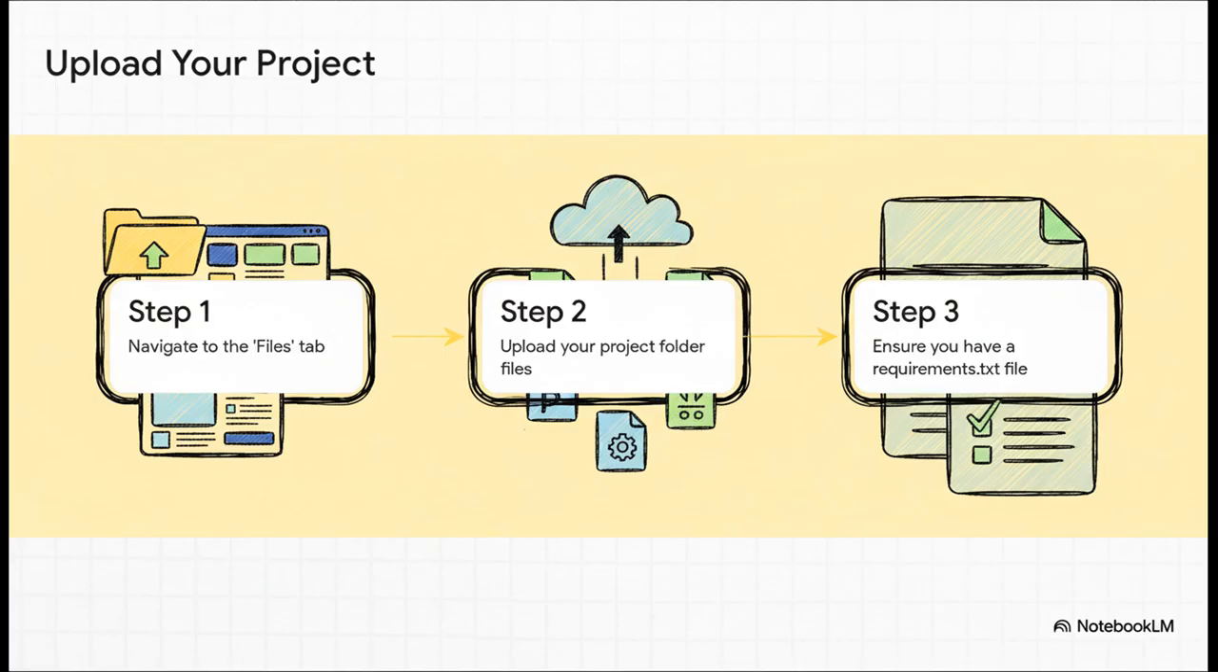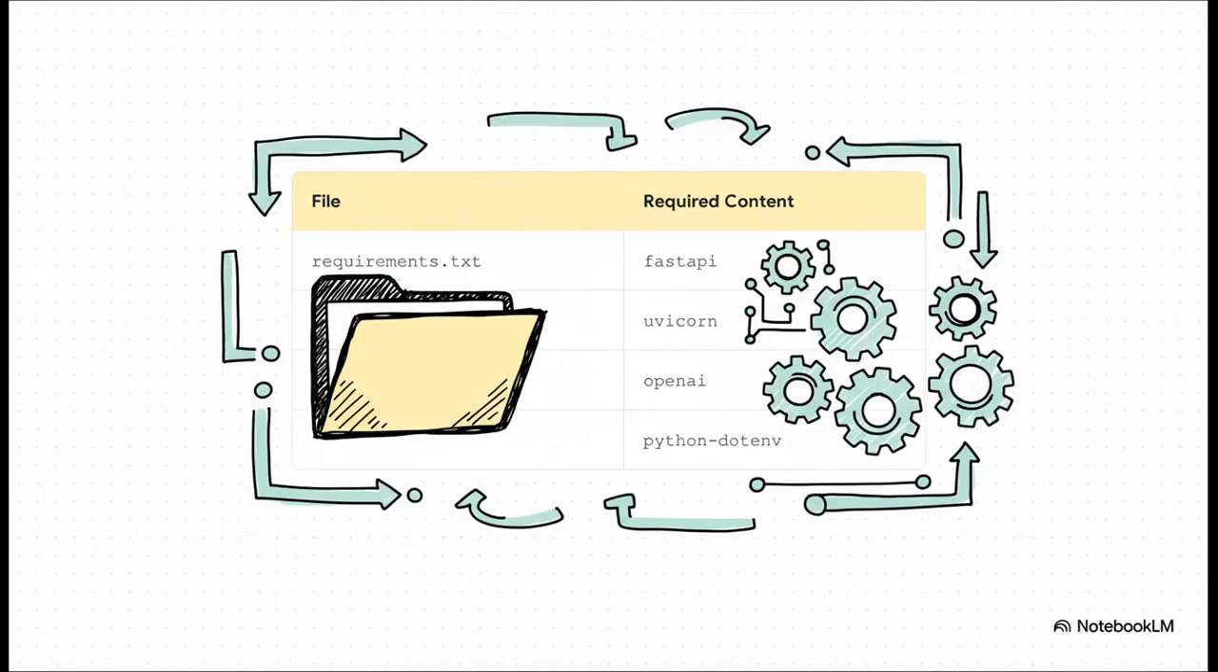Back on your dashboard, head over to the Files tab. This is where you can upload all the files from your project, your main.py, any helper scripts, that kind of thing. But the single most important file you need to have ready is your requirements.txt. And don't worry, your requirements.txt file is super simple. It's just a plain text list of every library your project uses. So you'll have FastAPI and Uvicorn for sure, and then anything else you might need, like say OpenAI or python-dotenv. Just think of this file as the recipe for your app's environment.